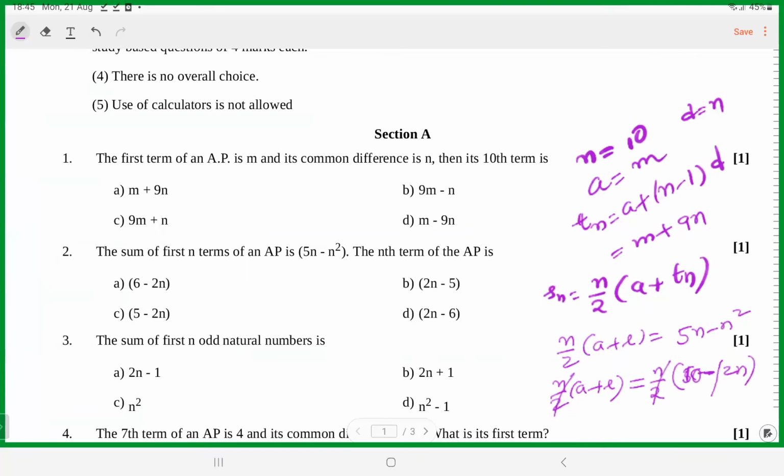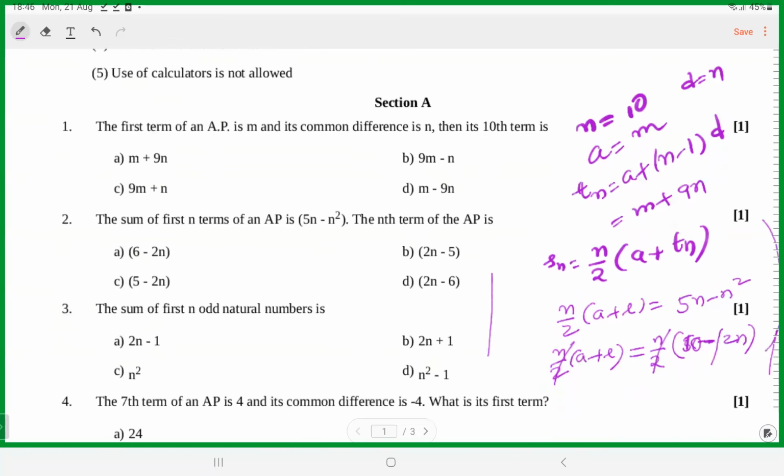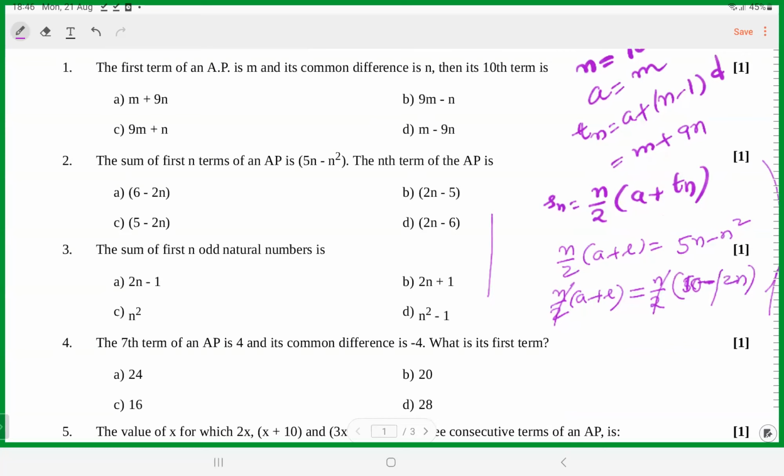So what's the option? Yeah. Scroll this one. Okay. The sum of the first n odd natural numbers is, this is already taught in the class, n square. How to prove this one?